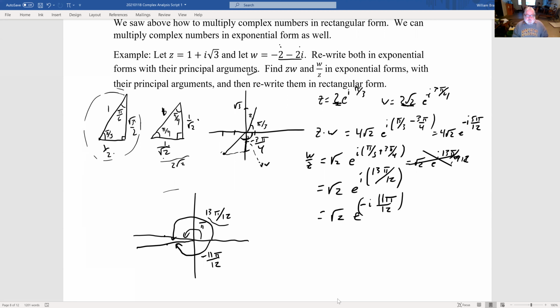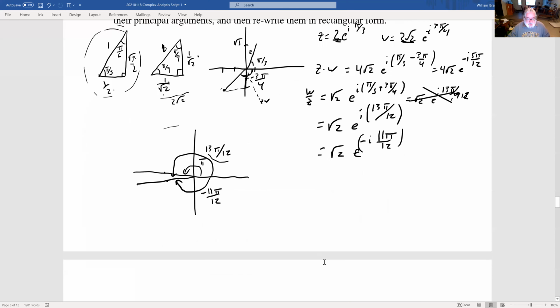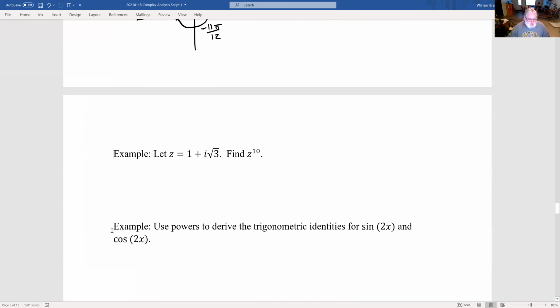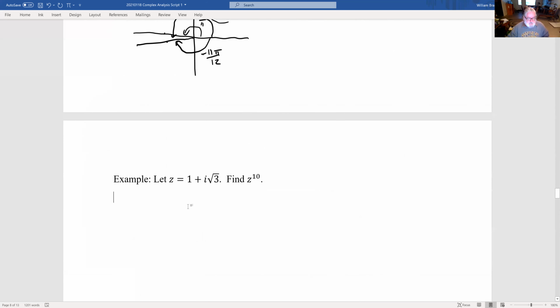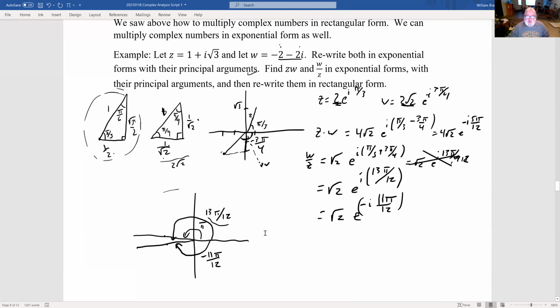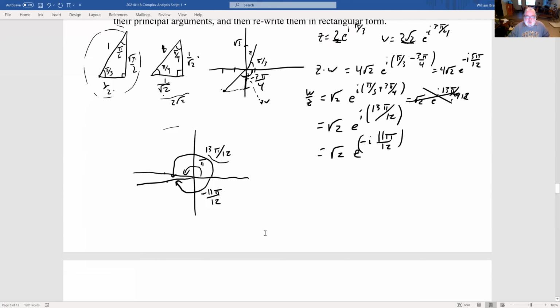Okay, so you have to be a little bit careful when adding and multiplying and dividing, because the argument might leave the principal argument range, and so you might have to recalculate. Usually we're not going to be hugely picky about principal arguments though, but it is a thing to keep in mind. So what's z to the 10th? Well, we have 1 plus i root 3, which is 2 e to the i pi over 3.